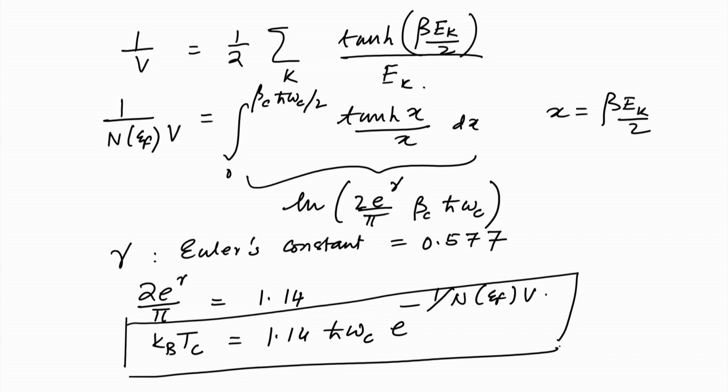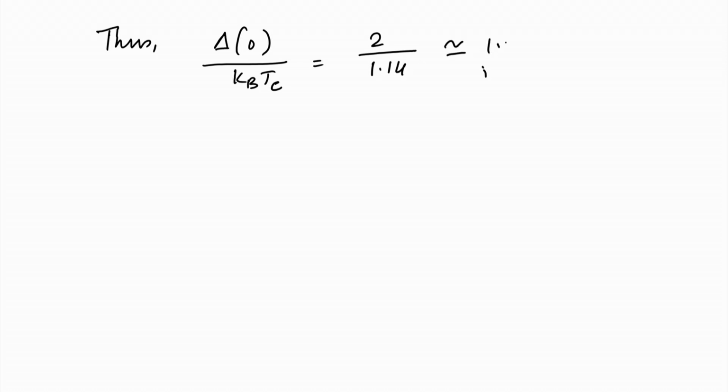So, this is how T c varies with the phonon frequency and the density of states at the Fermi level and V. So, thus delta 0, that is the value of the gap at t equal to 0, is equal to 2 divided by 1.14, which is equal to 1.67 nearly, and that tells you that this is a feature of BCS superconductivity, that twice of delta divided by k T c is equal to 3.52.